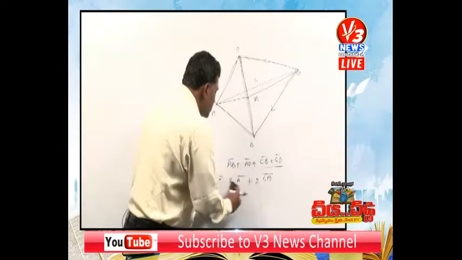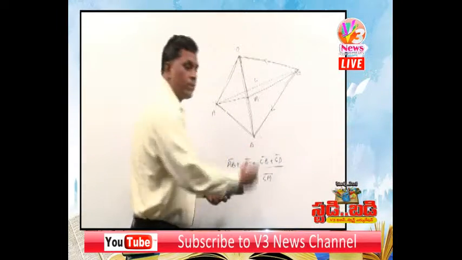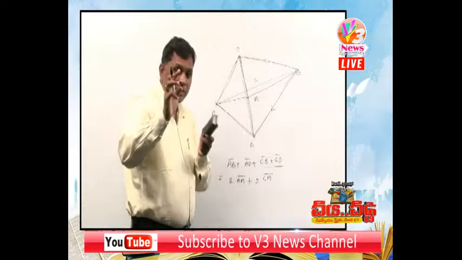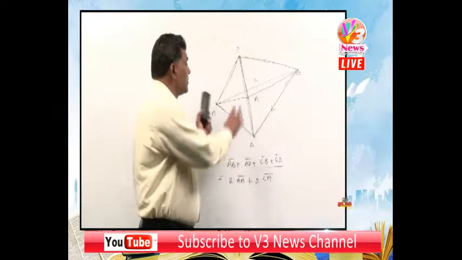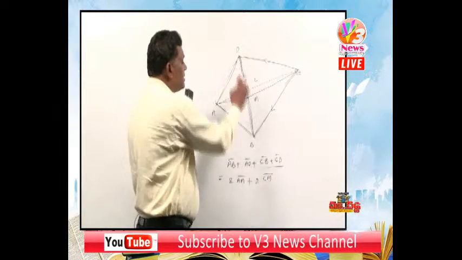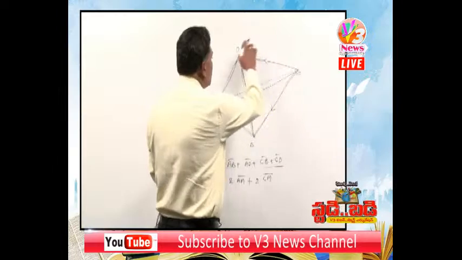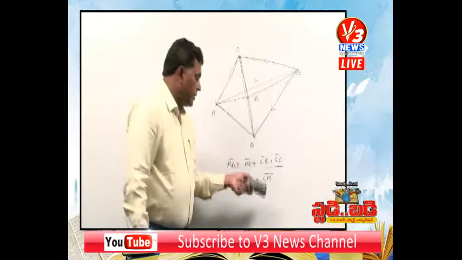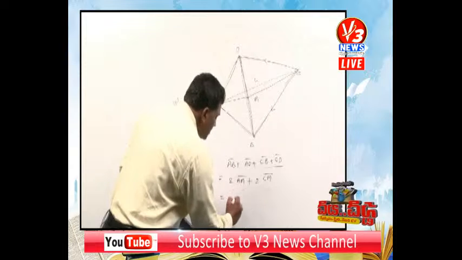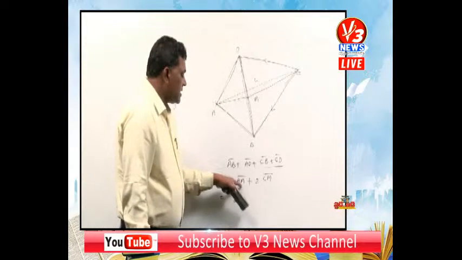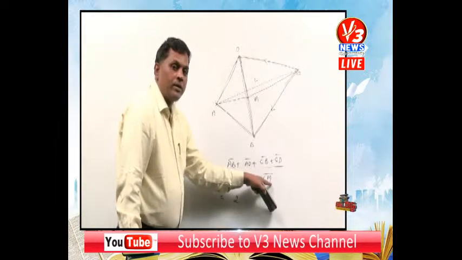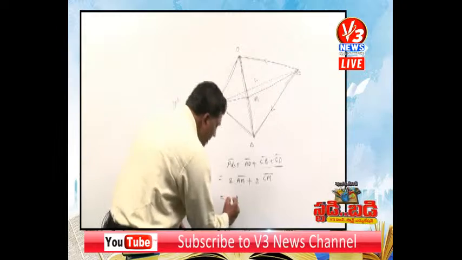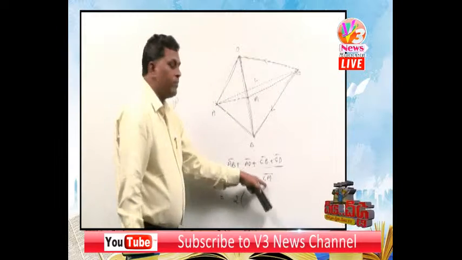So here twice AM bar plus twice CM bar will come. I am using median property twice here, once in triangle ABD and a second time in triangle CBD taken from vertex C. Now in both of these, take two common. This is AM bar and this is CM bar. I am taking minus common.